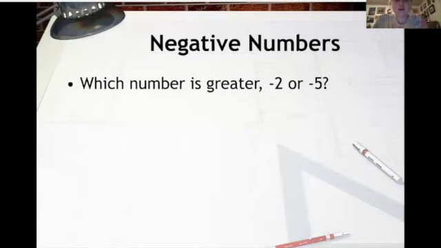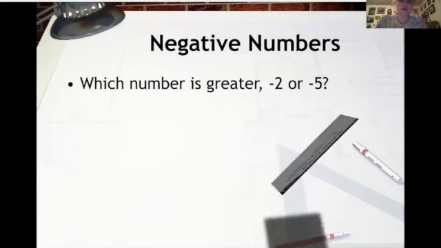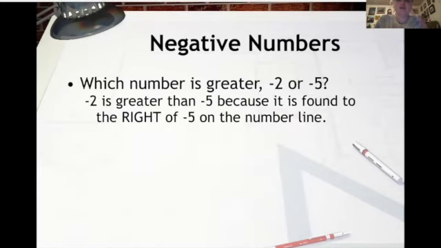All right. I want you to go ahead and identify which number is greater, -2 or -5. Which number is greater, -2 or -5? So -2 is greater than -5 because it is found to the right of -5 on the number line. So the correct answer is -2.